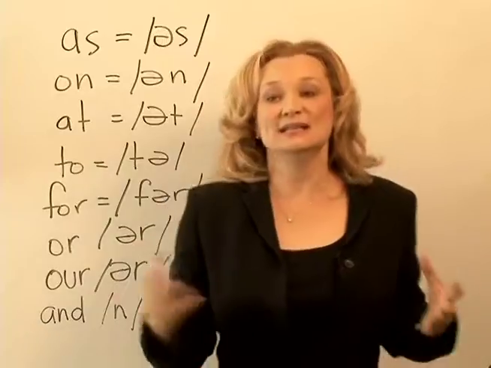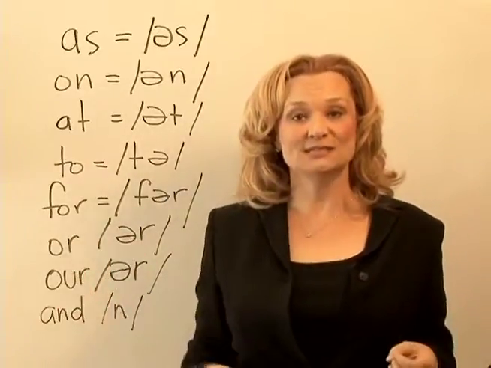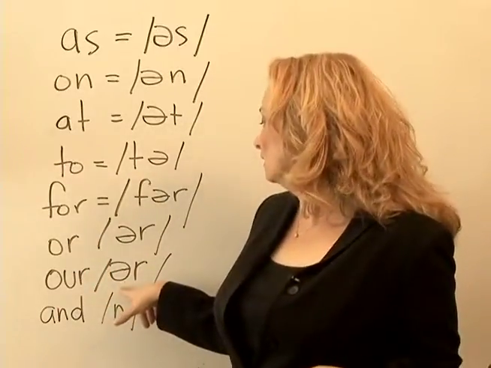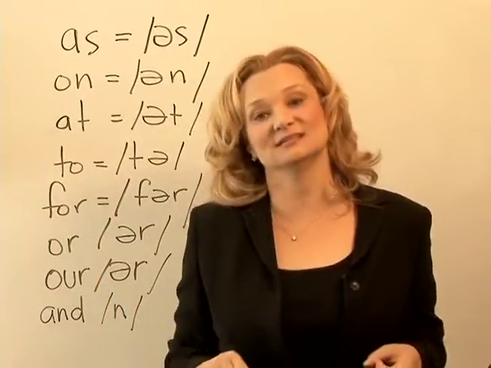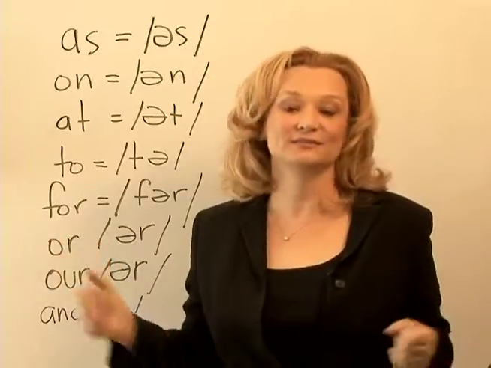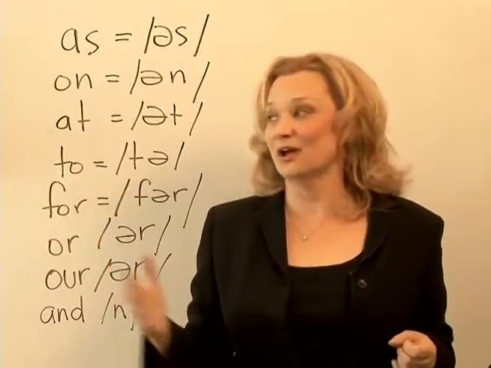Look at this one, our. We don't say, this is our house with a full vowel. We say, this is our house. This is our house. This is our car. Do you like our new garden?